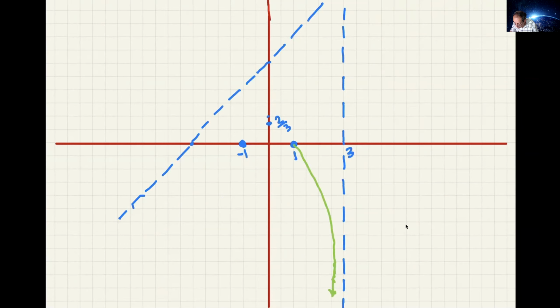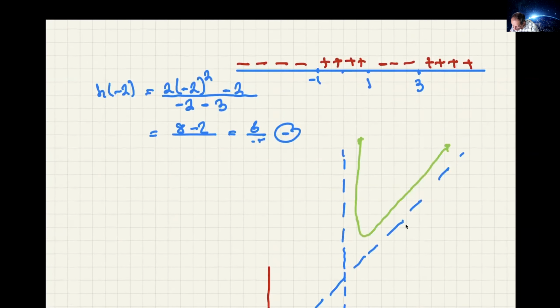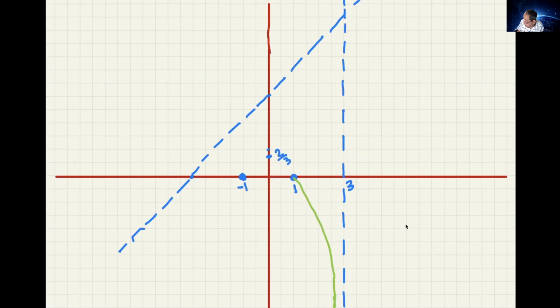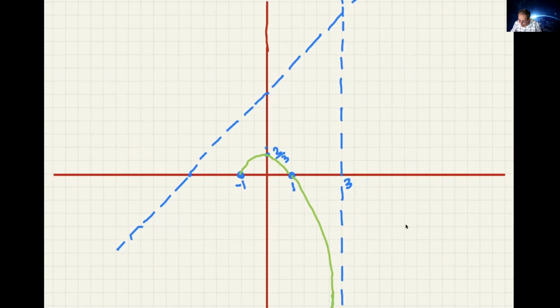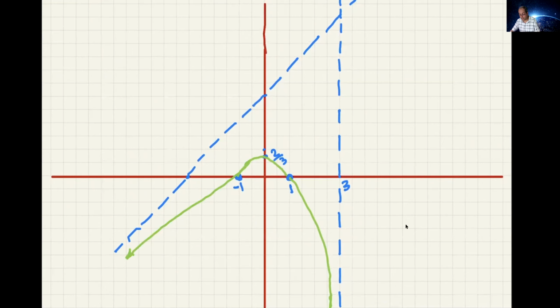And between 1 and negative 1 is positive. So if it's positive, that must be this way. And remember that we have the y-intercept at 2/3. So I have to make a positive curve that passes through 2/3. Make it this way. Okay. And the last thing is from -1, the rest must be negative. I'm going to make this way, close to the slant asymptote. And this is how I graph the function.